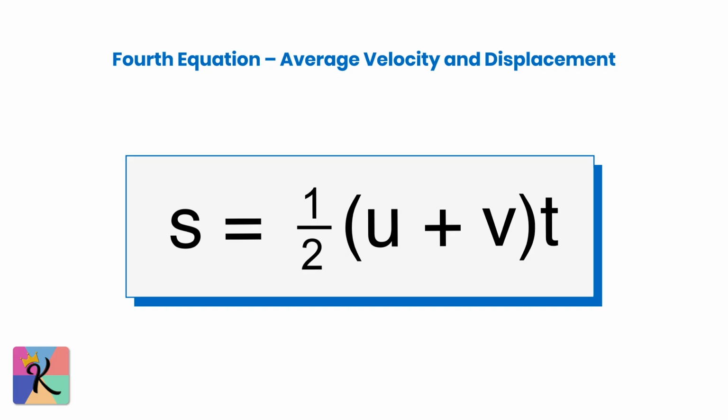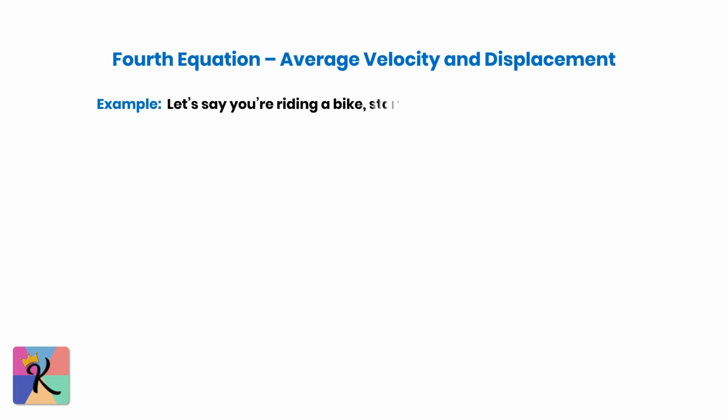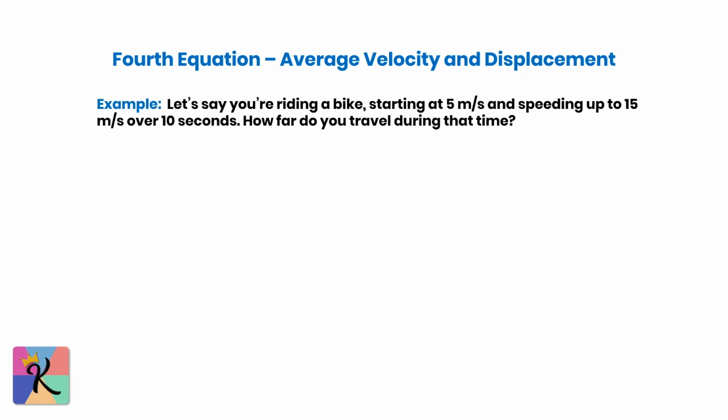Finally, we have s equals 1/2 times u plus v times t, which gives us displacement based on the average velocity. This equation is especially handy when you know both the initial and final velocities, but not the acceleration. Let's say you're riding a bike starting at 5 meters per second and speeding up to 15 meters per second over 10 seconds. How far do you travel during that time?